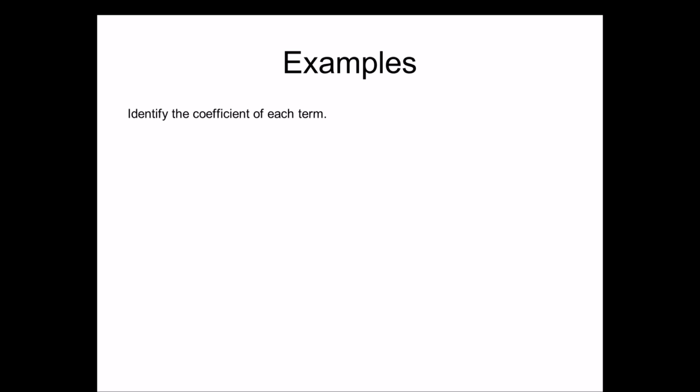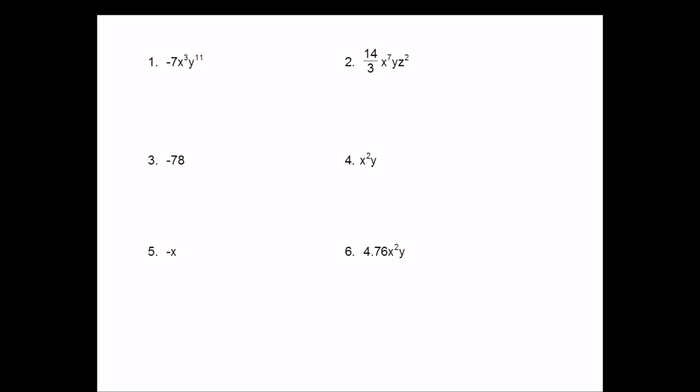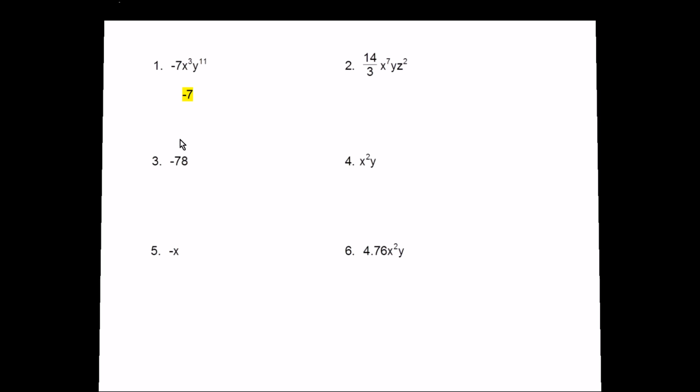So some examples. Let's identify the coefficient of each term. There has to be a coefficient. So if you say there's no coefficient, something is wrong. So there are 6 examples. Now remember, the coefficient is the non-variable part of the term. It's basically the number. So for our first one, negative 7x cubed y to the 11th, the x cubed y to the 11th, that's the variable part. So the negative 7 has to be the coefficient.